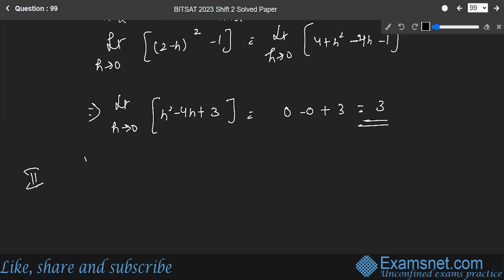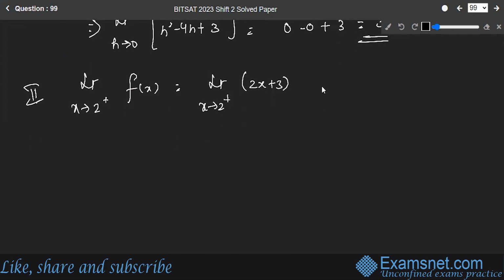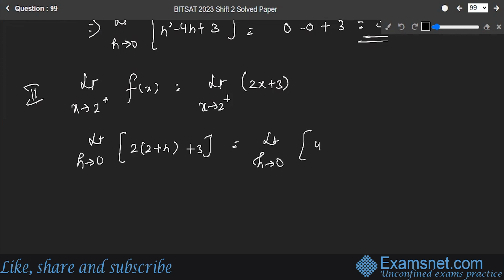Now for the second root, you had the limit x approaching 2 plus f(x). This will be given by limit x approaching 2 plus of the function 2x plus 3, because for this you have x greater than 2. So this is 2x plus 3. Now limit h approaching 0 of 2 into (2 plus h) plus 3 is equal to limit h approaching 0 of 4 plus h, which is equal to 7. So I got the two roots.